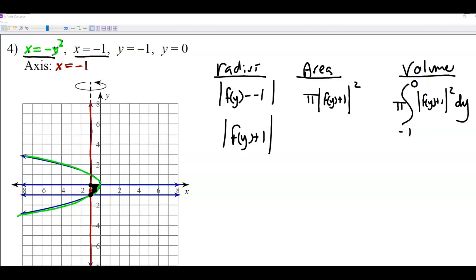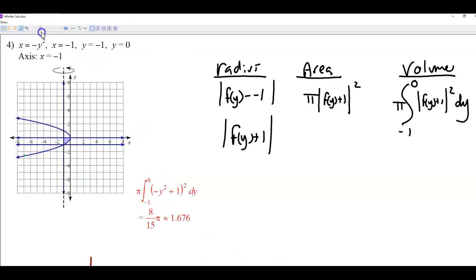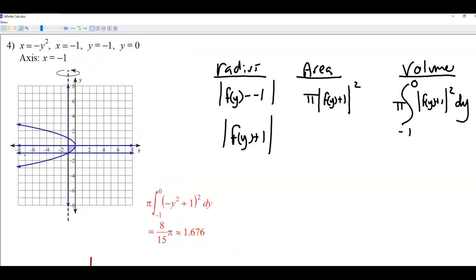And once again, you're just going to go ahead and punch that into your graphing calculator. And what you would get is... let me shrink everything up here so I can see the answer a little bit better. There we go. 1.676 is the answer.